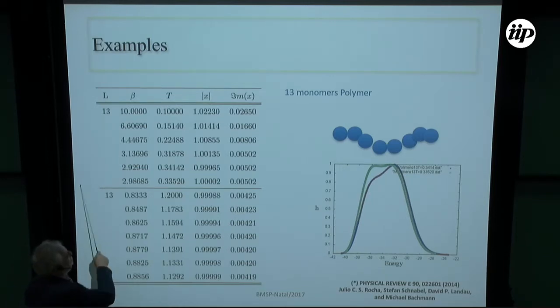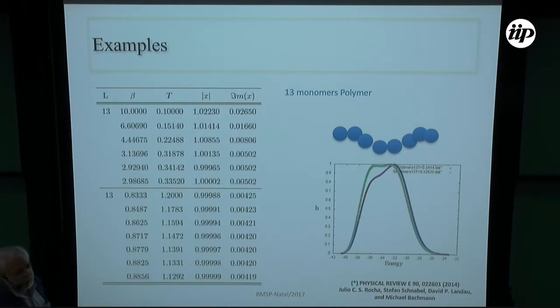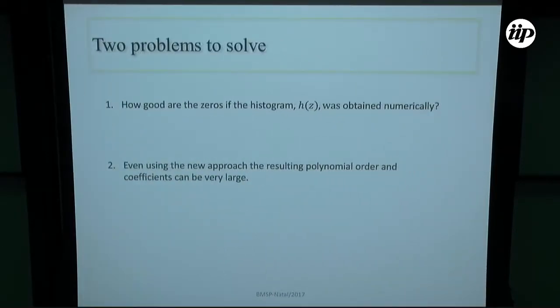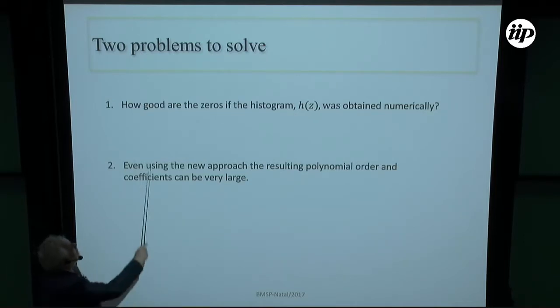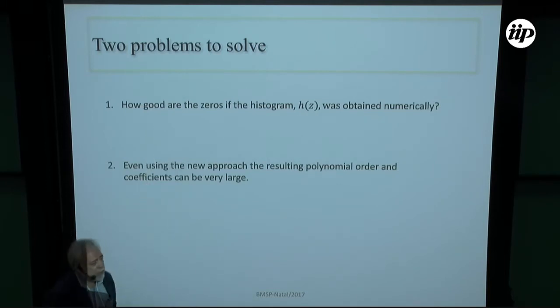It converges from this side. In the middle, it depends where you are. But anyway, it converges very fairly. Again, so far so good. But we have two questions. One is, how good are the zeros if the histogram you get, H, Z, was obtained numerically? This is a question we have to try to respond to.